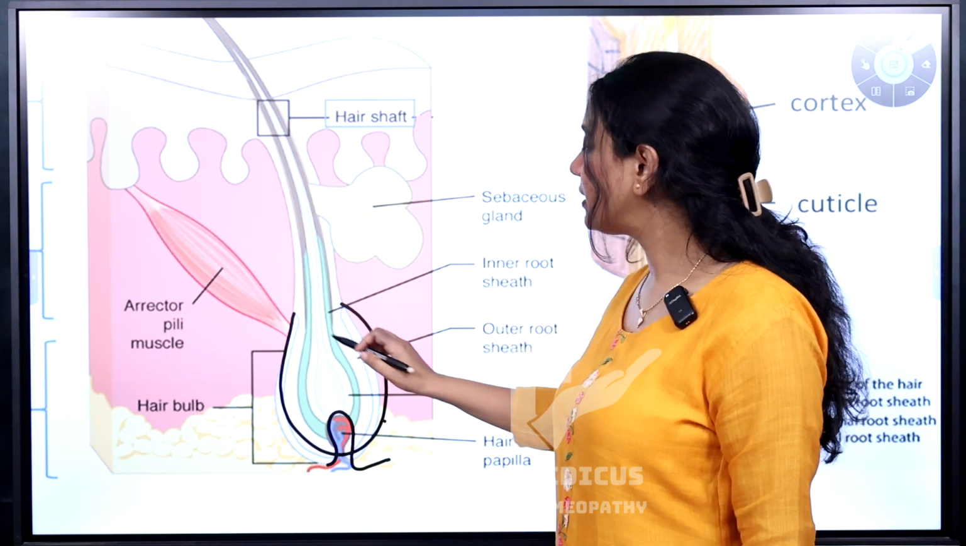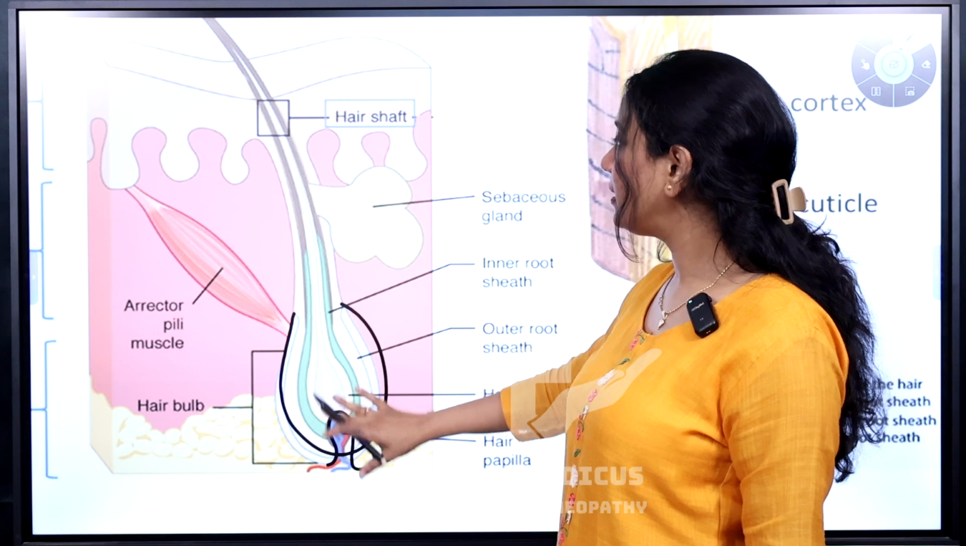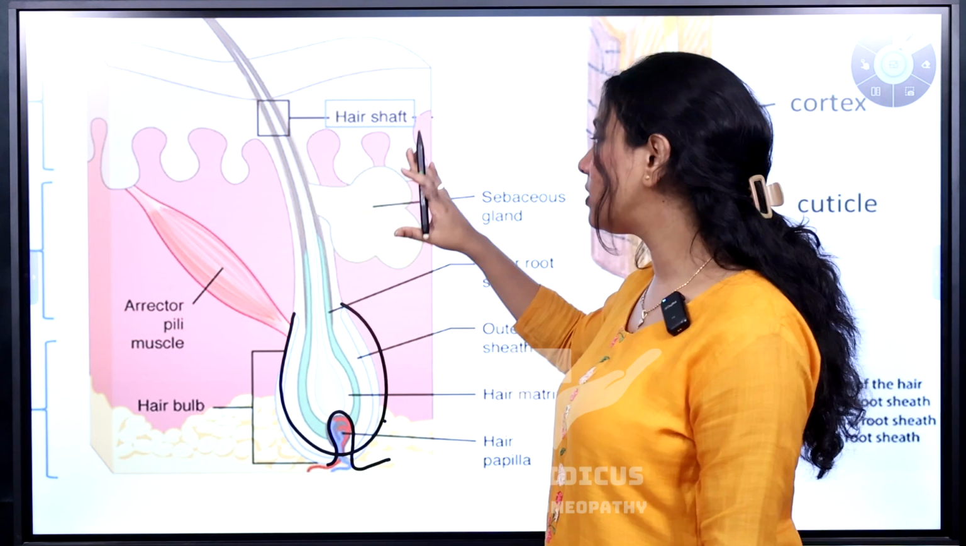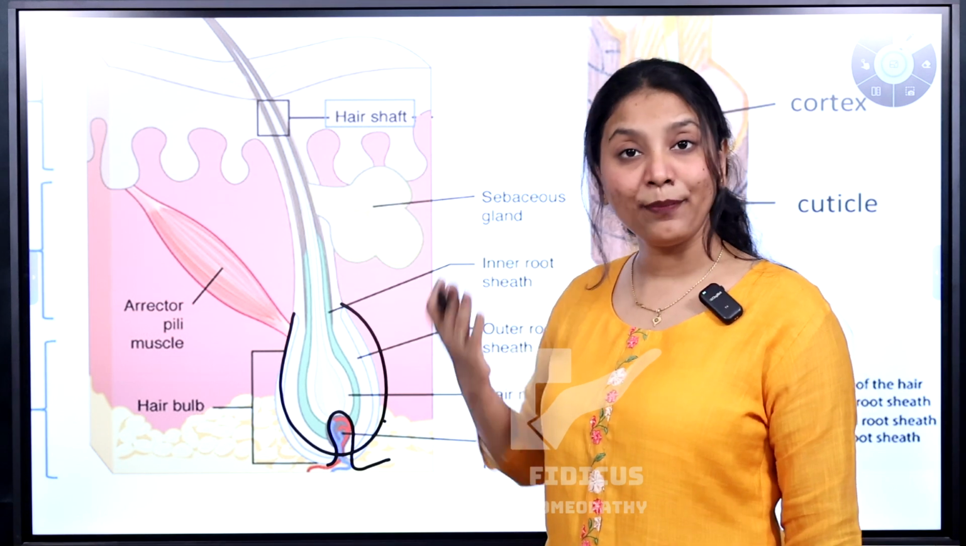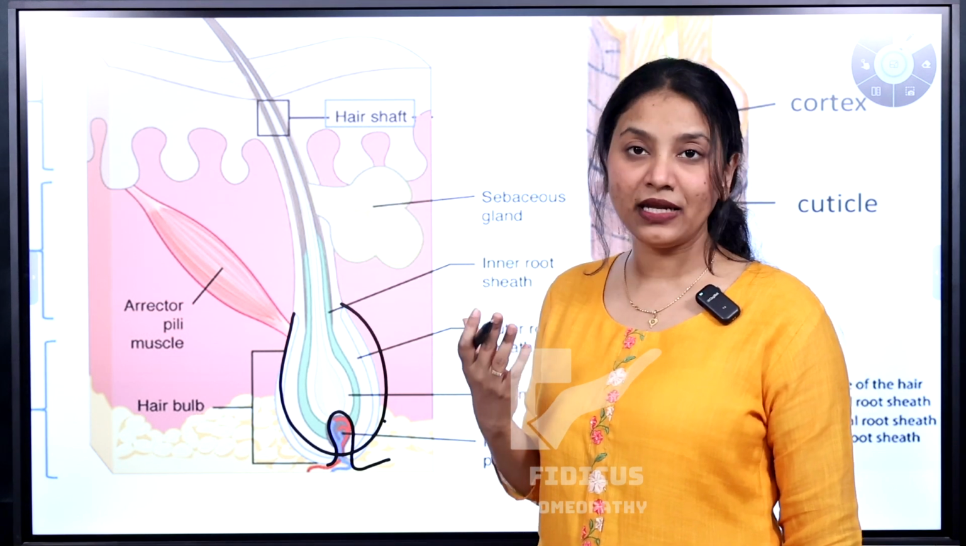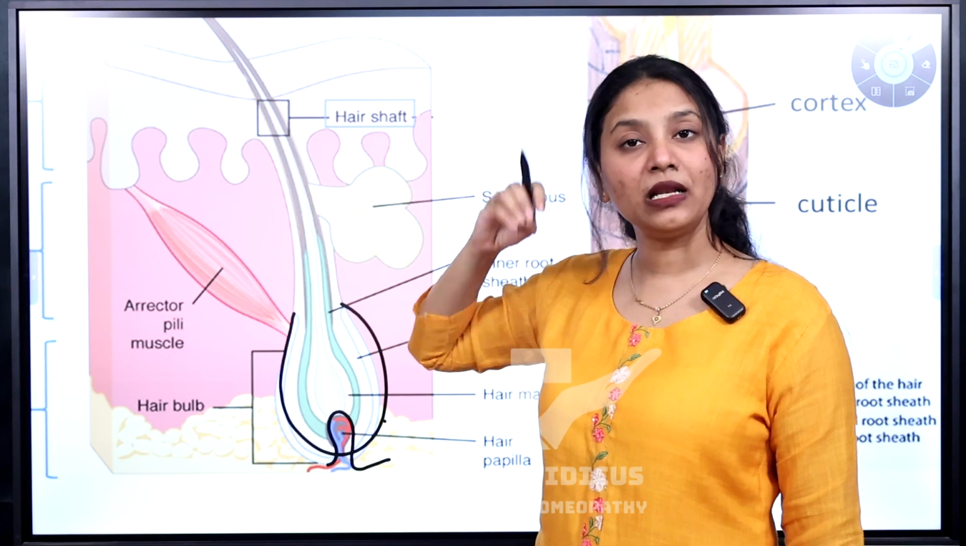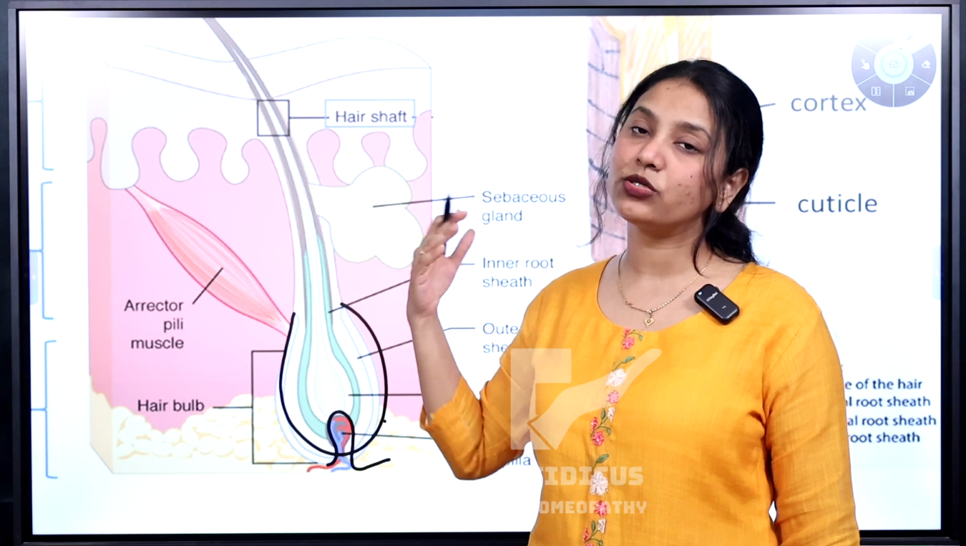Second thing, remember, after the blood supply, here we have the sebaceous gland. Any hormonal fluctuation will cause the sebaceous gland to become hyperactive, causing a lot of oiliness, and if the oiliness is more, what will happen? There will be fungal infection of the scalp, which can lead to hair fall.